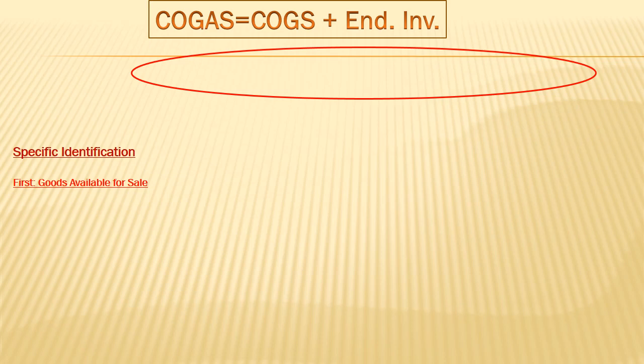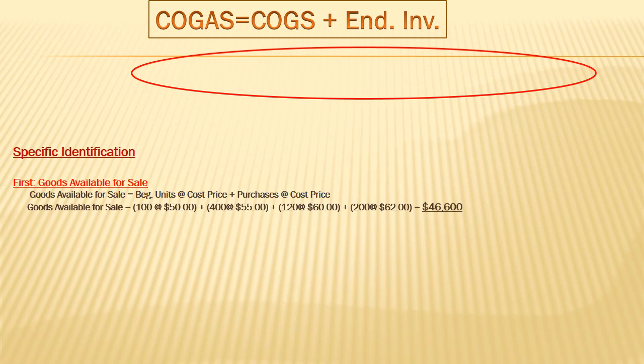So let's start with first calculating goods available for sale, because the goods available for sale is equal to the cost of goods sold plus ending inventory. So I can arrive first at the cost of goods available for sale. How? By just having beginning units times cost price plus purchases times cost price. So I have 100 units beginning times $50 per unit plus 400 purchase times $55 per unit and 120 purchase times $60 per unit, as well as 200 purchase times $62 per unit, arriving at the cost of goods available for sale $46,600. Again, the same as we calculated in the previous three methods.